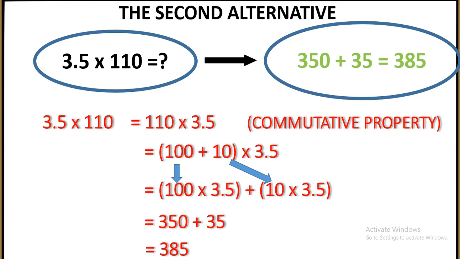So understanding the alternative ways we can use to multiply two numbers can give us a meaningful way and also save time.